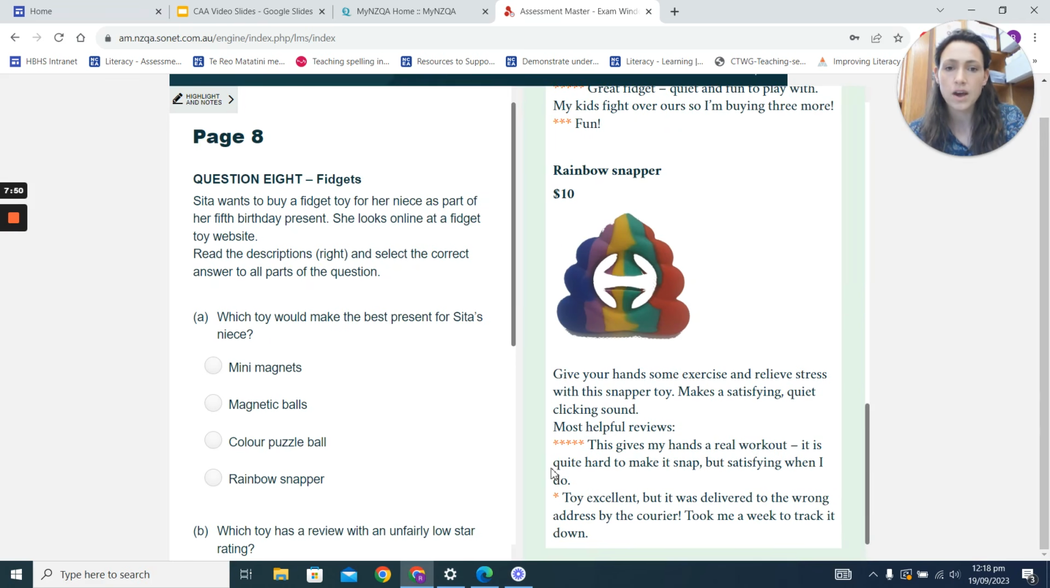Most helpful reviews, 5 stars. This gives my hands a real workout. It's quite hard to make it snap, but satisfying when I do. And this is 1 star. Wow, that's a low rating. Toy excellent, but it was delivered to the wrong address by the courier. Took me a week to track it down. Oh dear, so they had problems with the courier.